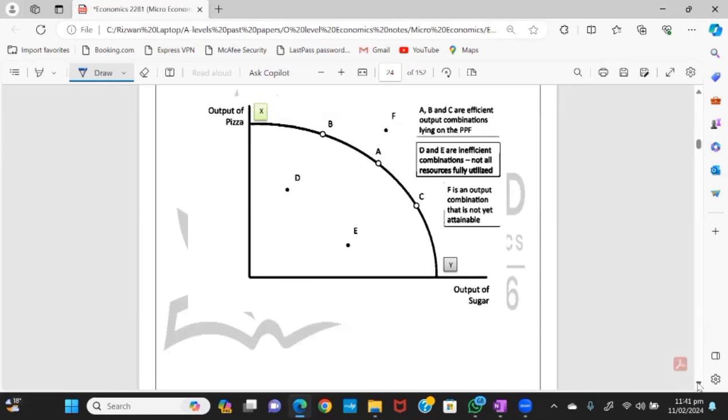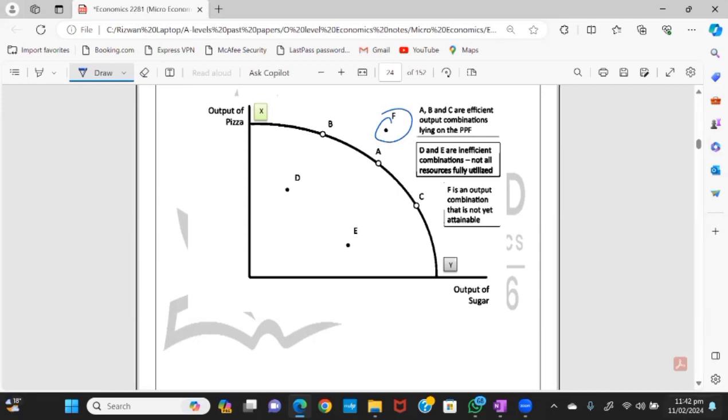So what about point F? Point F shows the desire of the firm or the economy, because every firm or every economy wants to produce more and more goods and services. But the problem is that resources are very scarce. So point F is an unattainable point because of scarcity of resources. It gives the idea of scarcity.